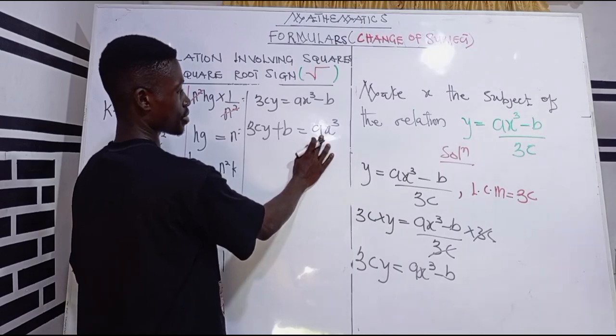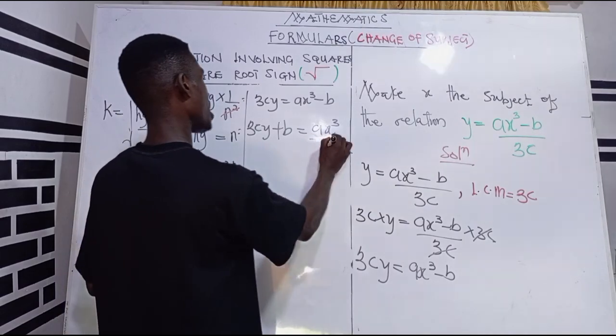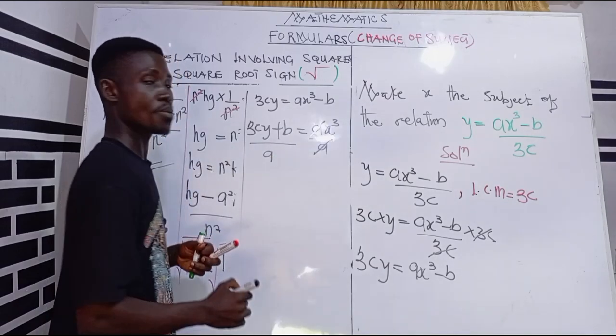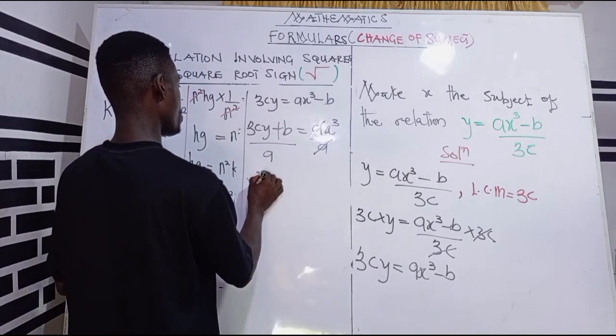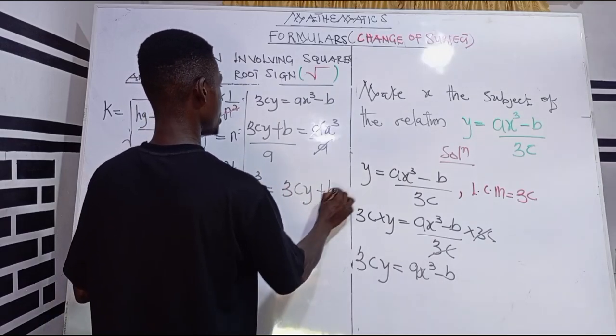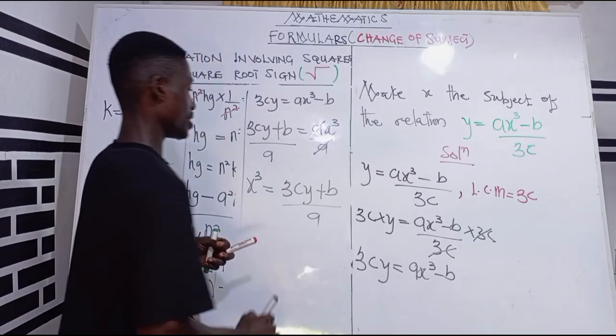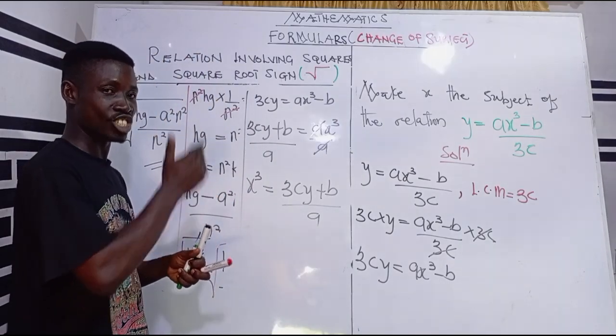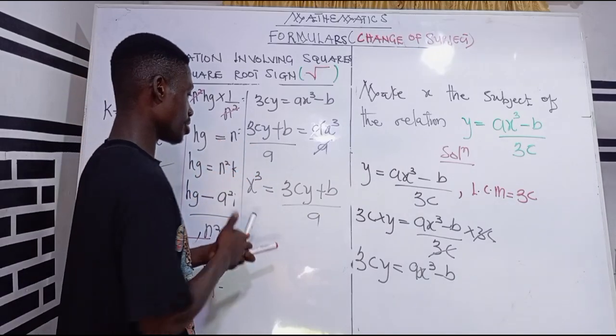Now we are looking for x. We have a variable attached to it. So let's divide both sides by a so that this and that will go. We are left with x cubed is equal to 3cy plus b all over a. Now we are looking for x. We want to make x the subject, not x cubed. So what must you do?